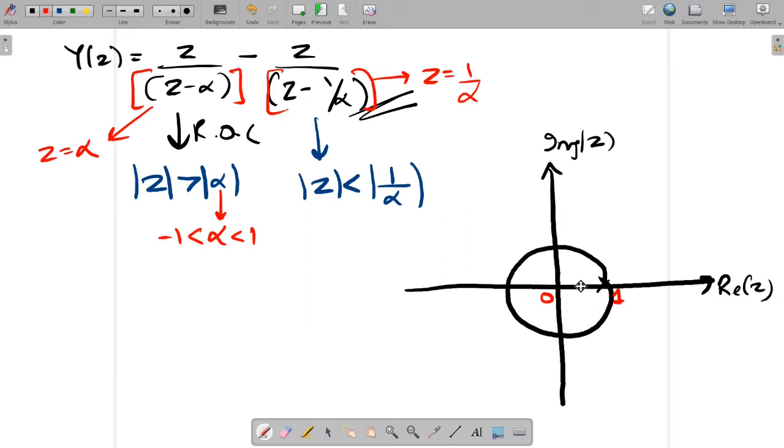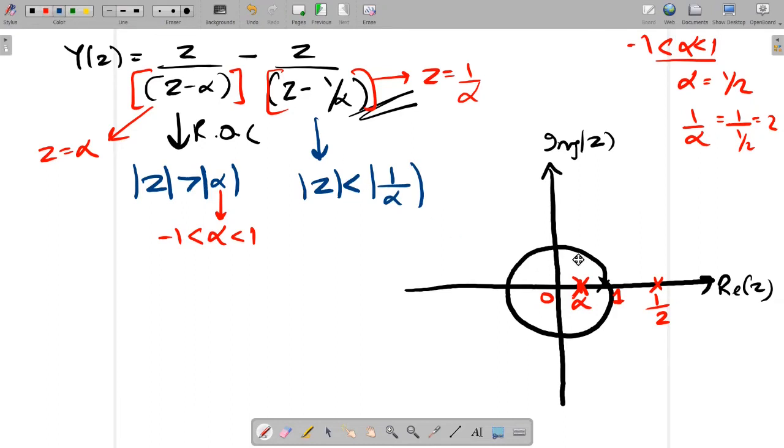But what is the condition over here? That alpha is between -1 and 1, so it is less than 1. Fine, so alpha is over here. I can say there is a pole over here, alpha. If alpha is equal to half, what is 1 by alpha? 1 by alpha is 1 upon 1 by 2, that is 2. So 1 by alpha will be outside the unit circle.